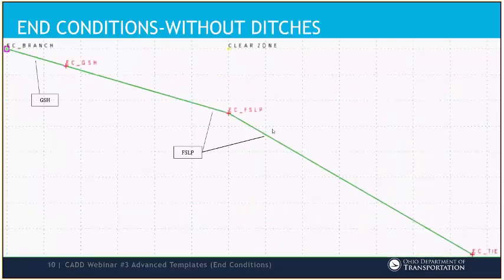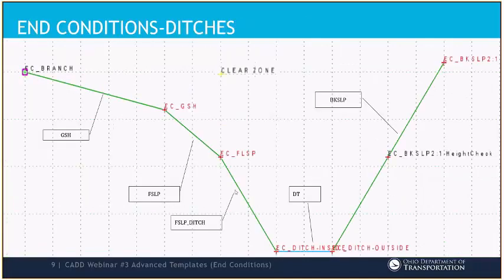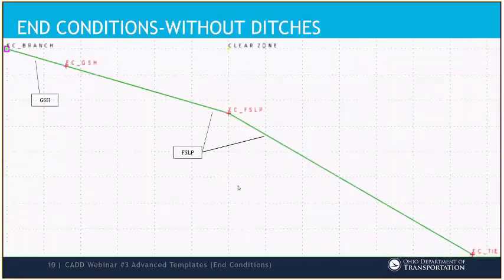So the other condition is without a ditch. It's a little bit simpler. Again, we have a grade shoulder point and a grade shoulder component. And then we have a fore slope point. We have one fore slope component, which is a little different from the ditch, where we had a fore slope and then a fore slope for the ditch. So this is one piece with a point in the middle of it. And then you end with a tie point.